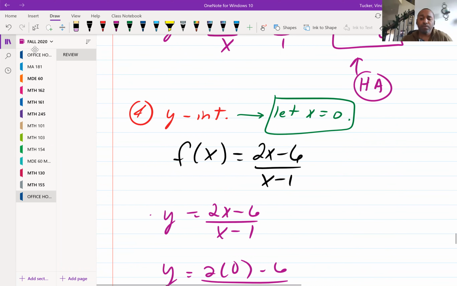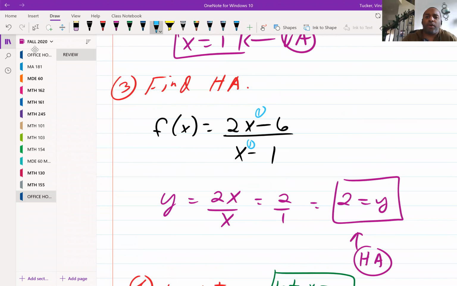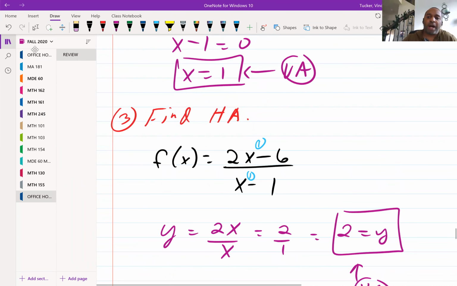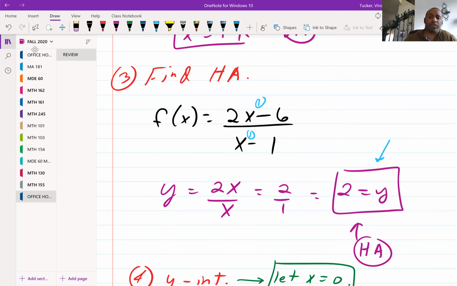Also notice your vertical asymptote is x equals. Horizontal asymptote is y equals. So always make sure you're careful with that.